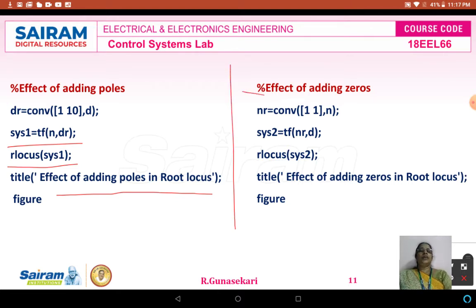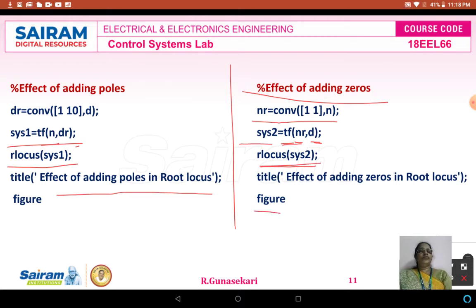The other one is the effect of adding a zero. In this case, we change only the numerator. We won't change the denominator. The numerator NR equals convolution of 1, 1, comma N. N is the old numerator. This represents system 2. So TF means transfer function, numerator NR, denominator the old one. Here in the earlier case the numerator was the same and the denominator changed. In the effect of adding a zero, the numerator changes and the denominator won't change. Then the root locus of system 2.